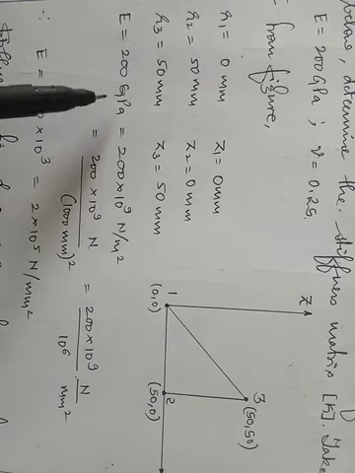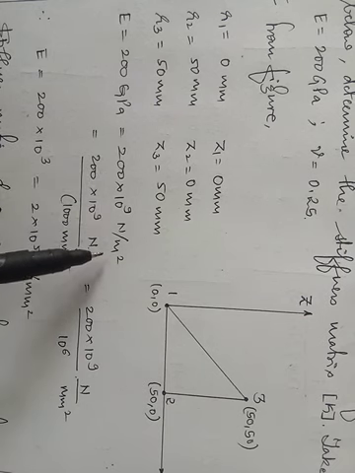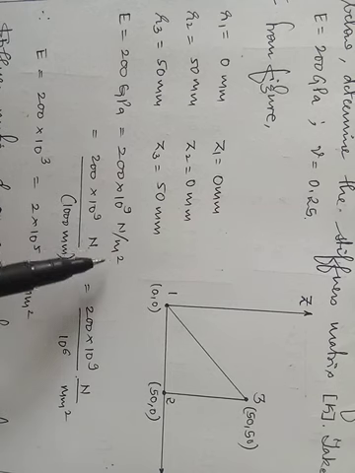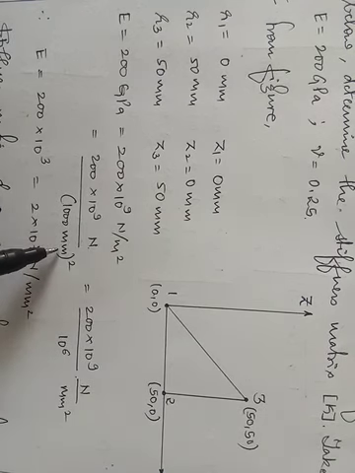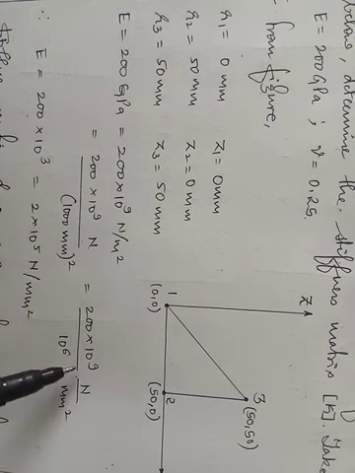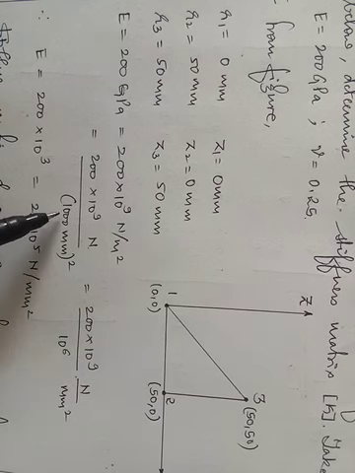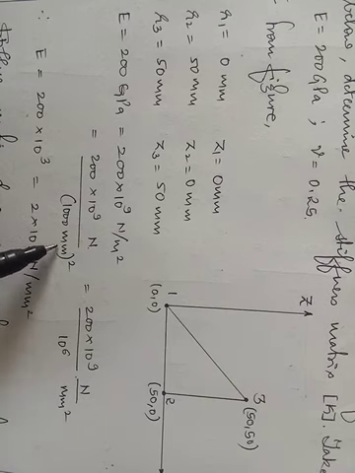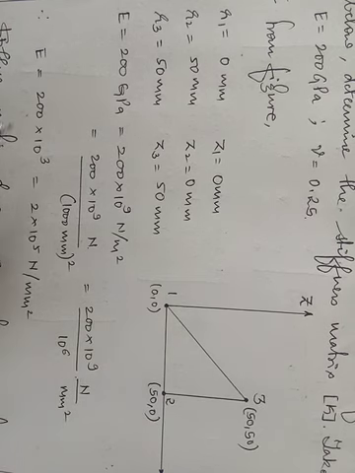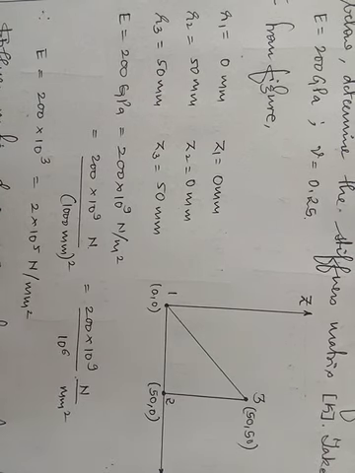So 200 GPa is 200 into 10 raised to 9 Newton per meter square. I have kept 200 into 10 raised to 9 Newton as it is. Now 1 meter is 1000 mm, so that I am going to square. 1000 is 10 raised to 3, so 10 raised to 3 squared is 10 raised to 6, and mm the whole square is mm square. If we simplify, 10 raised to 9 divided by 10 raised to 6 gives 10 raised to 3. So 200 into 10 raised to 3, which is 2 into 10 raised to 5 Newton per mm square.